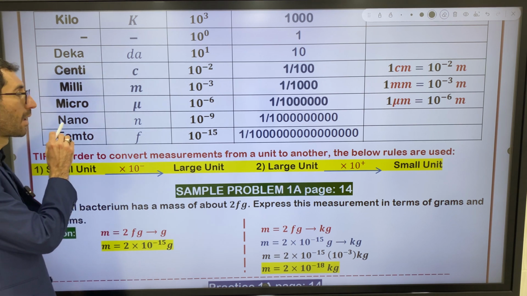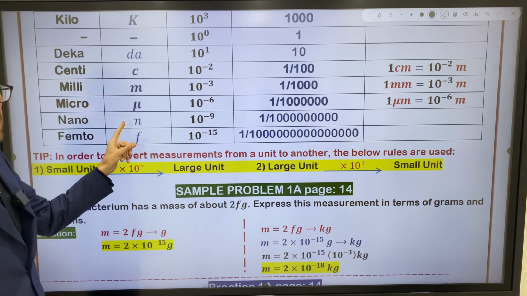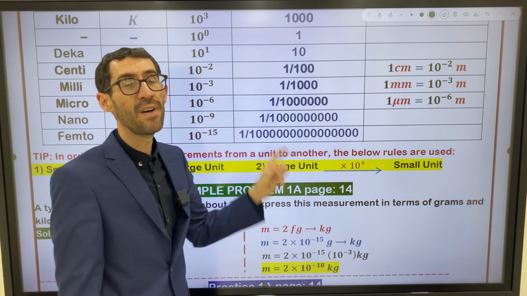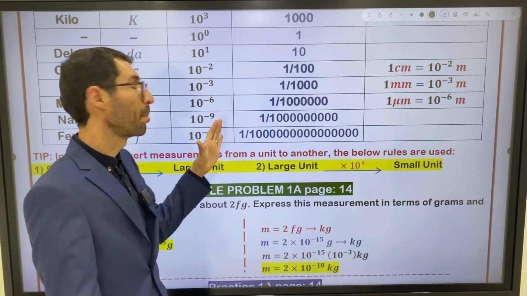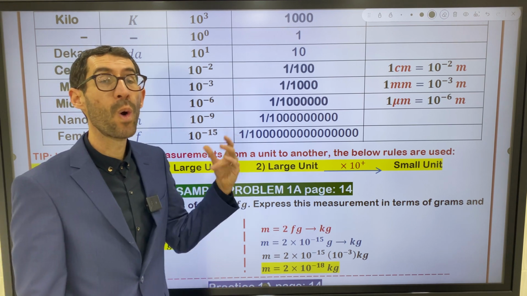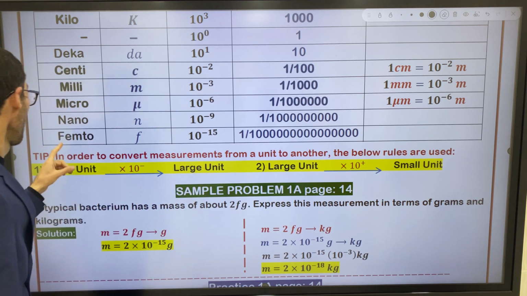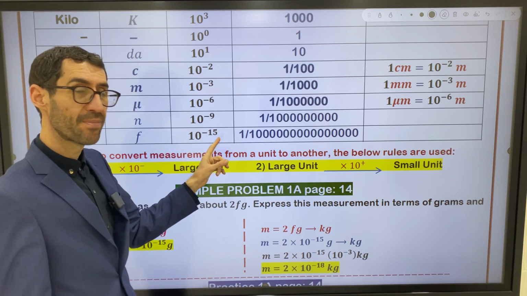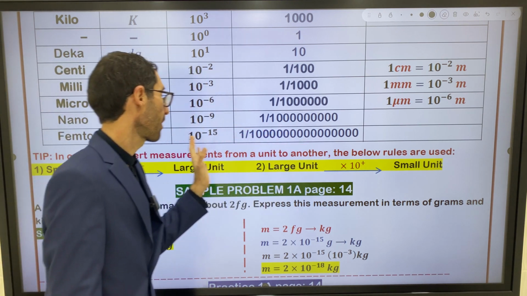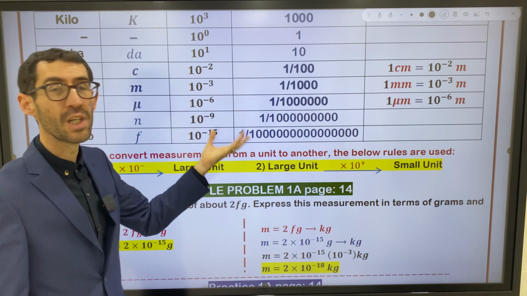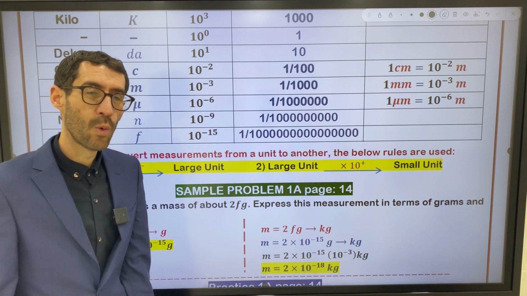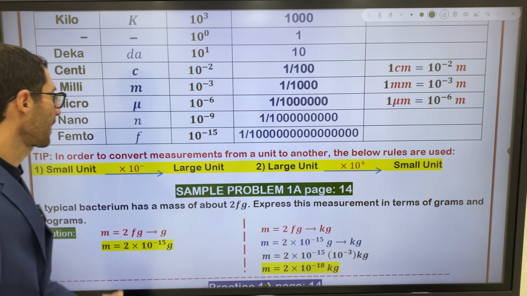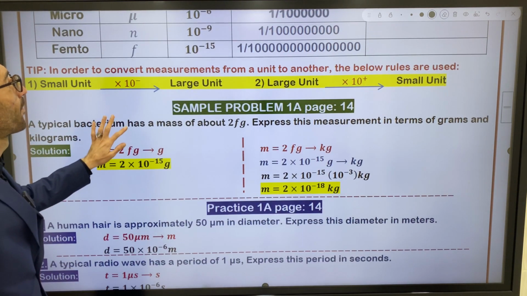Nano, the symbol of nano is small n. Power of nano 10 to the power negative 9. And the value of nano, 1 billionth or 1 over 1 billion, right? Femto, small f, 10 to the power negative 15, 1 trillionth or 1 over trillion. Actually, it's not required for you, no problem. Leave them.